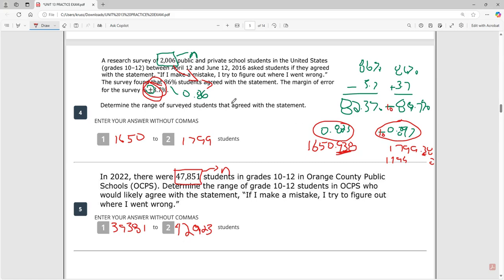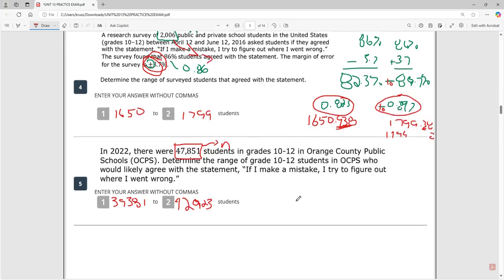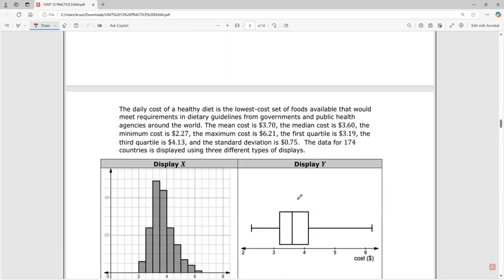So be careful how this is worded. Make sure you're answering what they're asking. Sometimes you have to figure out the other percentage with the margin of error. So if they had like 86% of the students said they agreed with the statement, that means that 14 plus or minus 3% disagreed with the statement. Okay, so we're going to move on to this one.